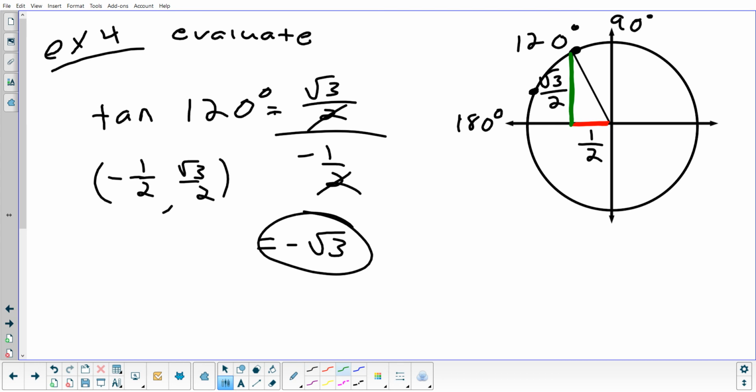So again, for this angle, there's 6 questions I could ask you about it: the sine, the cosine, the tangent, the secant, the cosecant, or the cotangent. This time I just chose tangent. All right, so for any angle that we do, there's 6 questions about that angle that I could ask.